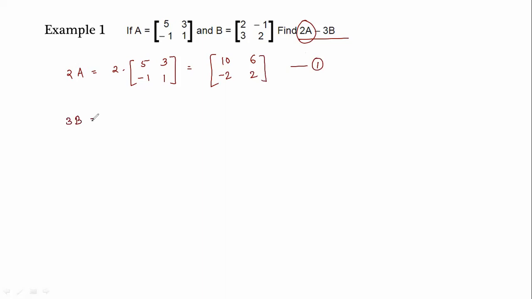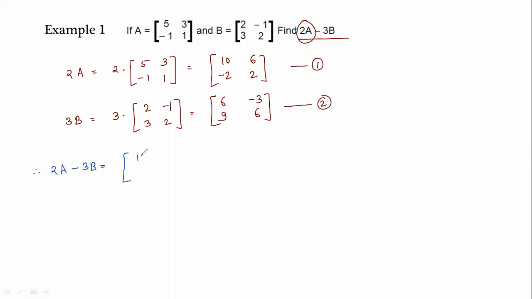What will be 3 into B? So 3 into B: 3 into 2, 6; 3 into minus 1, minus 3; 3 into 3, 9; 3 into 2, 6. This is number 2. Now you calculate 2A minus 3B, which is equal to what is 2A? 10, 6, minus 2, 2. Minus sign. What is 3B? 6, minus 3, 9, 6.